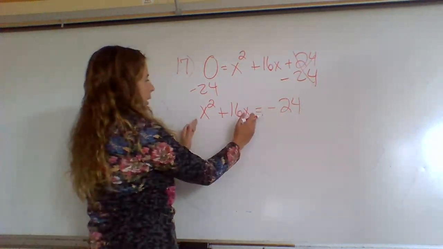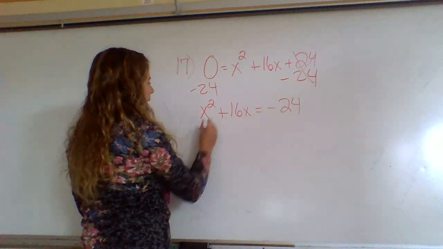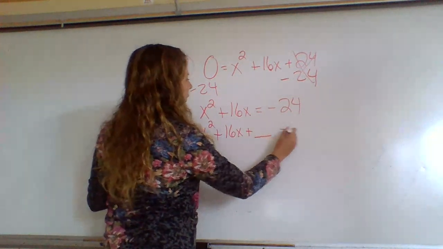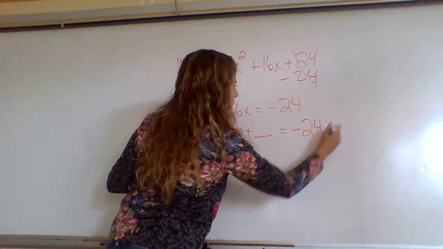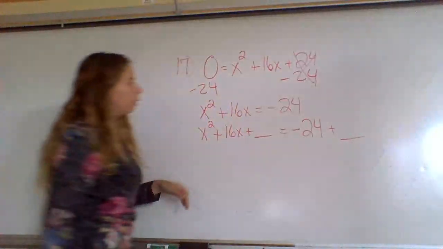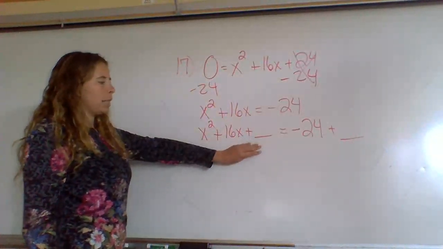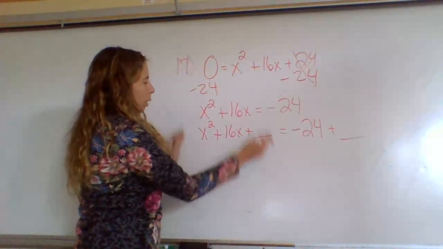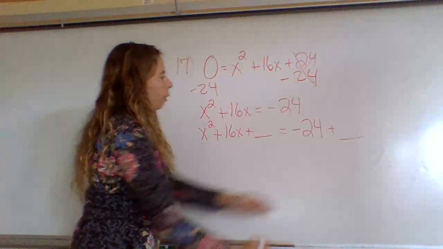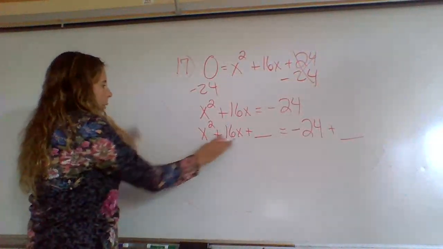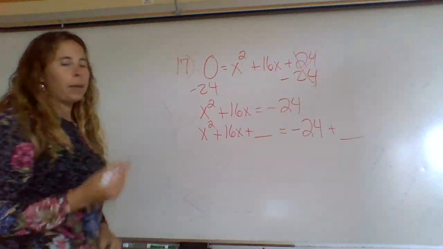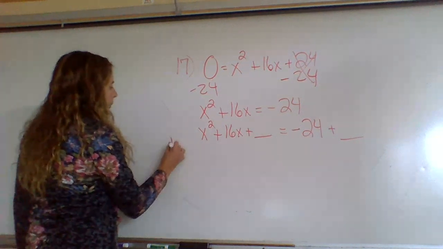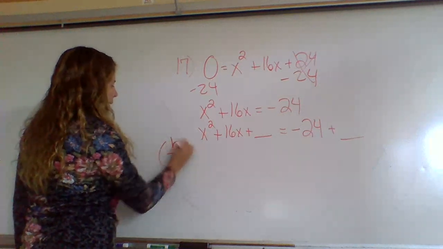Now you're going to complete the square on this side. So x squared plus 16x plus something equals negative 24 plus whatever that is. Okay, whatever you add on to this side to complete the square, you have to add on to the other side. Because what you do on one side of the equation, you must do on the other side. All right, so to complete the square, we learned how to do this in Unit 2. So that's where you go, b over 2 squared.